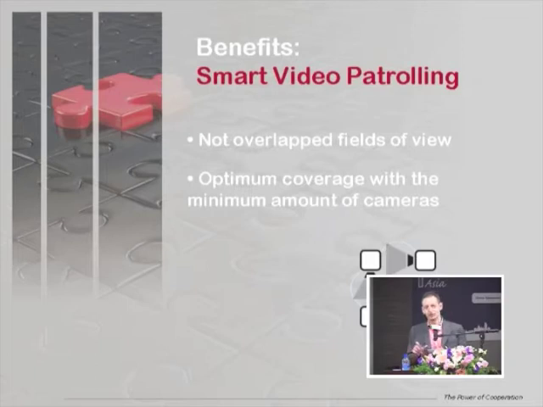If the system is able to exchange information about the camera position, about the directions, it means that all the units can cooperate, can coordinate with each other in order to provide the best coverage of the site, so that we can avoid overlapping views, or we can optimize the coverage of the site with a minimum number of cameras.